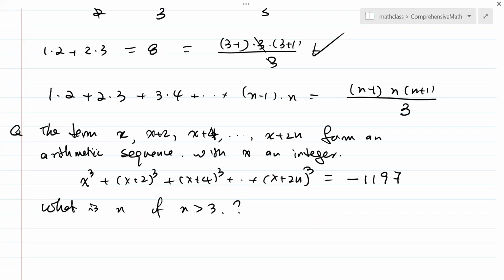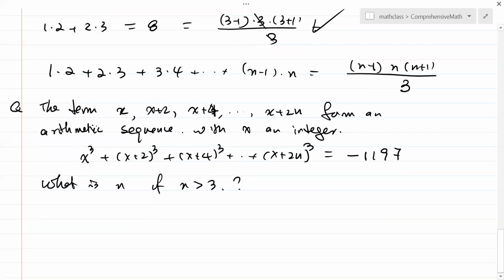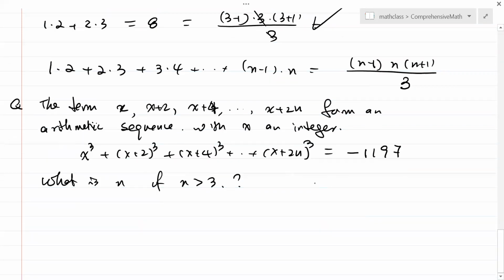For example, probably you don't know that. Here's a hint: 5 cubed plus 7 cubed plus 9 cubed is 1,107. If you knew that, you probably could solve the problem quickly. But if you haven't, how do I know that, right? So assuming we don't know this.